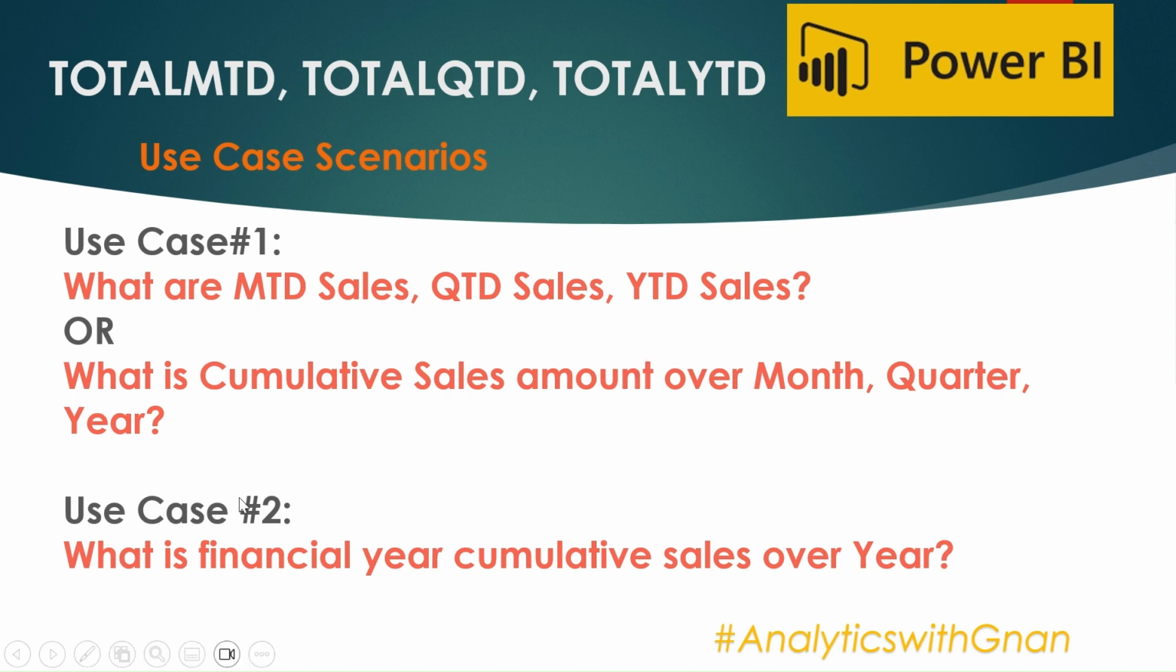Another scenario is: what is the financial year cumulative sales over the year? Which means my organization does not follow the calendar year, but it follows the financial year, which means the year does not end on December 31st, but ends on 31st March and starts on 1st April. How do you calculate YTD and give the results? That's the second scenario. Let's get into Power BI.